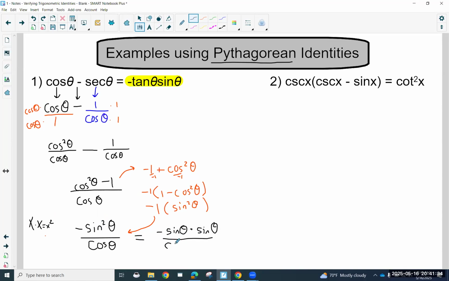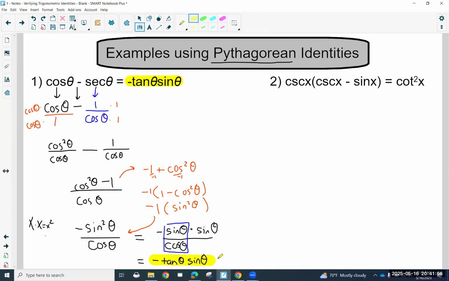And then this cosine would stay down right here. Well, this thing, sine over cosine, is tangent. Hey, that's what they want me to get. So then I would get my final answer of negative tangent theta and this extra little sine theta sitting here. And that is, again, what they wanted me to get in the original problem.